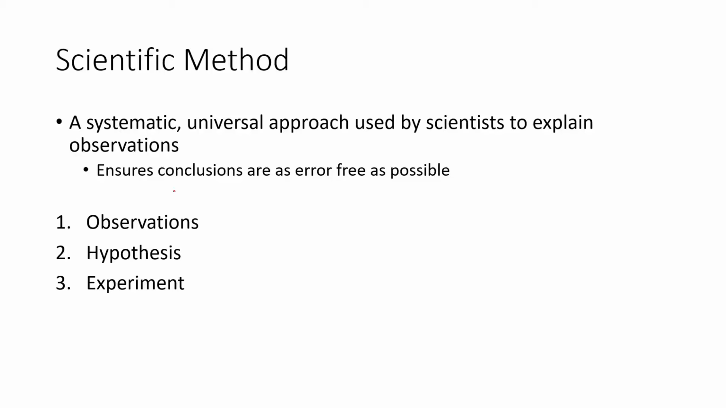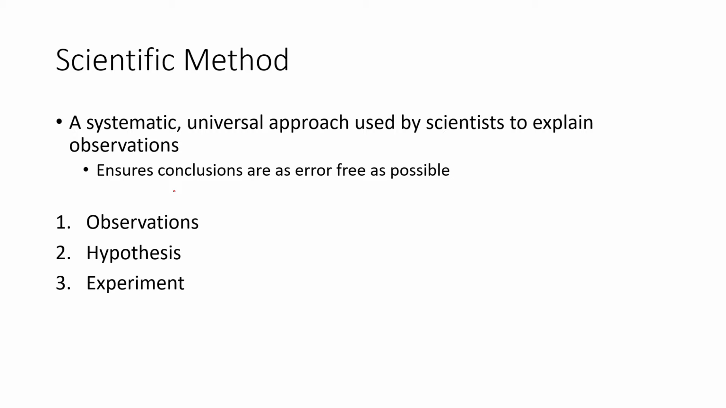So what is the scientific method? The scientific method is really just a systematic, universal approach used by scientists to explain observations. So explain everything around us, the natural world and its phenomena. It also ensures that conclusions are as error-free as possible.